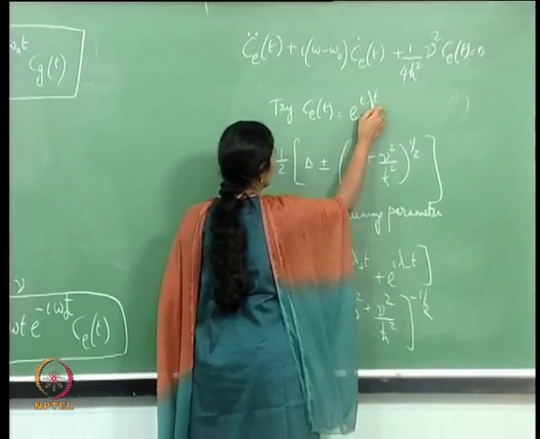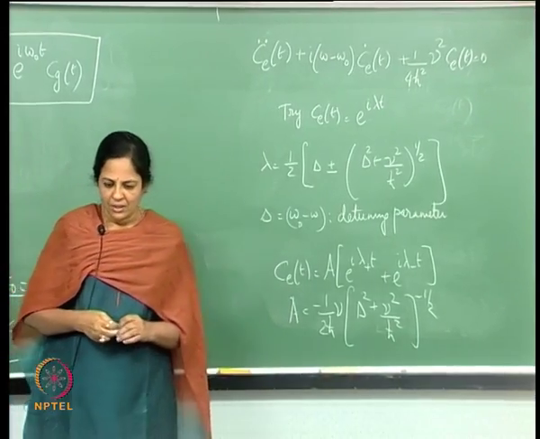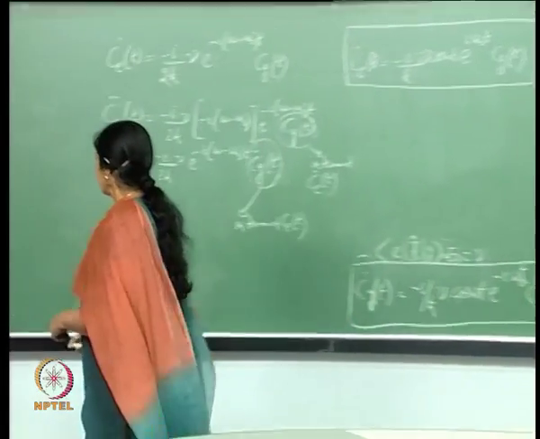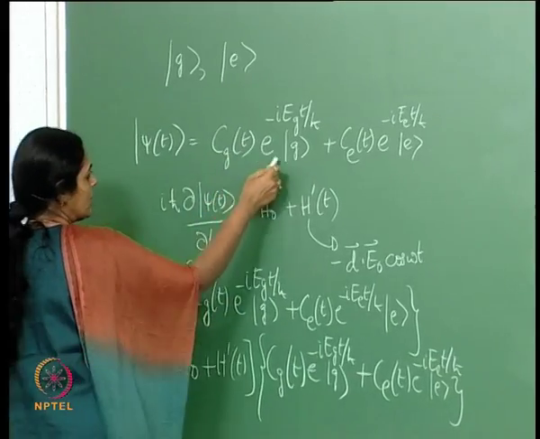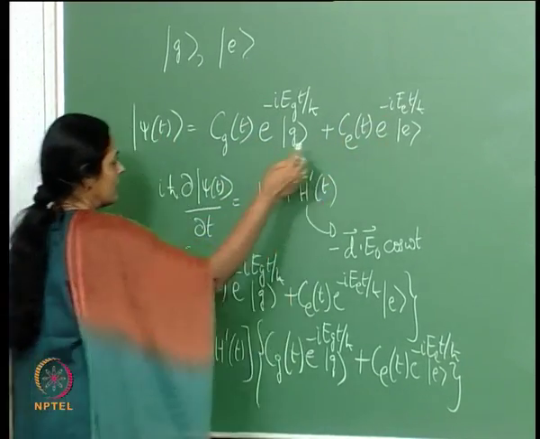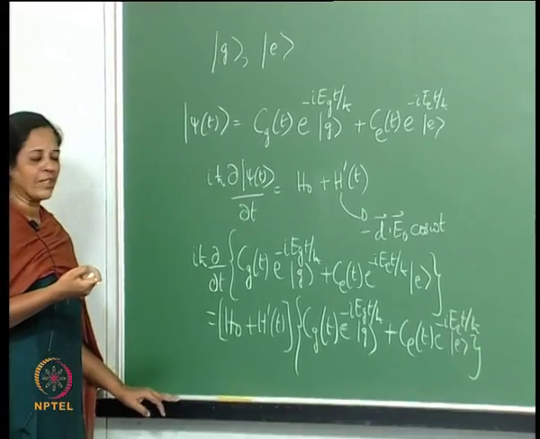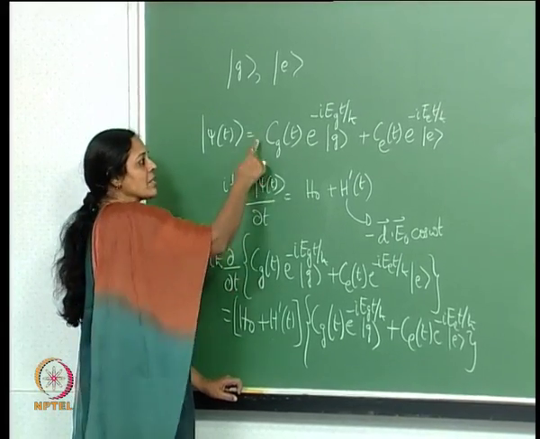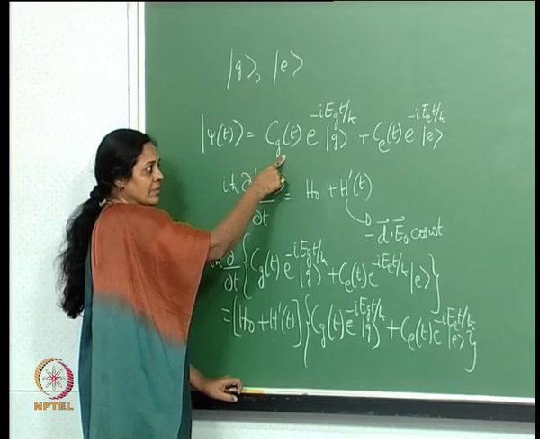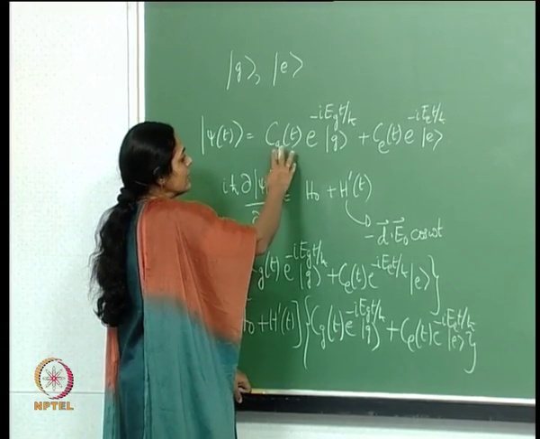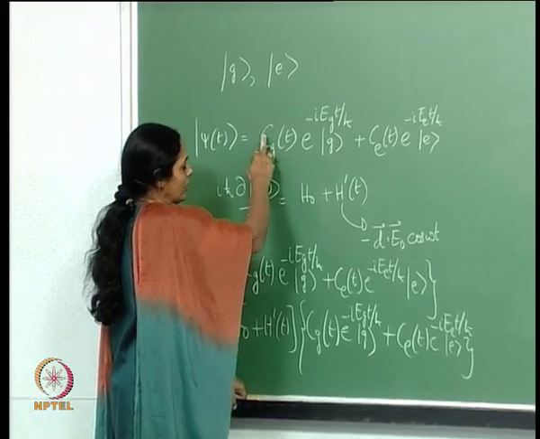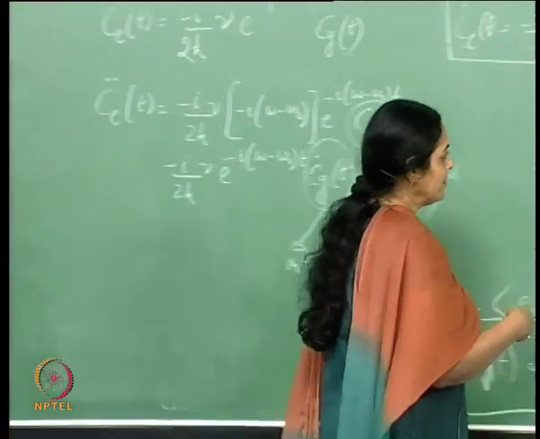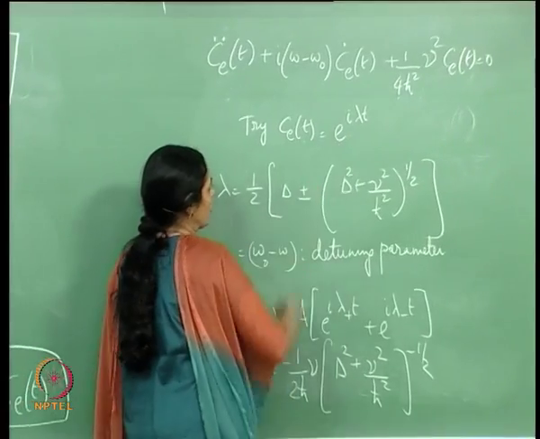This seems like a reasonable trial solution for the following reason, that you will recall that we wrote psi of t as Cg of t times this plus Ce of t times this, and since the external electromagnetic field varies like a cosine function, I would expect a sinusoidal variation in this as well, and therefore it is a reasonable thing to start off with a trial solution where Cg of t and Ce of t vary like e to the i lambda t, and that is why this solution for Ce of t.